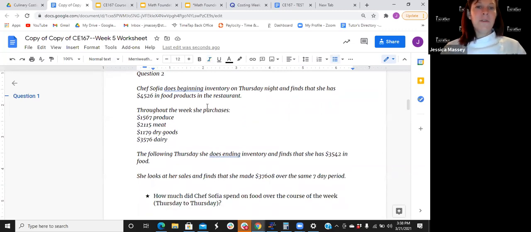So let's do the second problem. Question 2. Again, we've got all this information, skipping that. First question, how much did Chef Sophia spend on food over the course of the week? Okay, so this is her purchases. What is the sum of everything she bought? Going back to our problem, Chef Sophia does beginning inventory on Thursday, finds she has 4,526 in food.